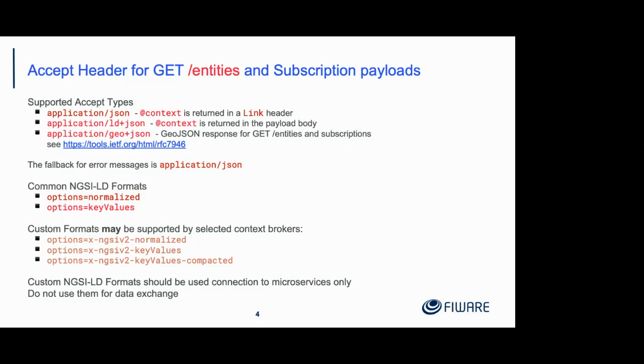Now, the key values version is very useful for third-party applications which are either not interested in LD, you just want to get a lump of JSON out, or are literally interested in JSON-LD and don't care about NGSI-LD. So you could, for example, have a payload key values, just say, give me the name, the address, and the date of birth of this person.